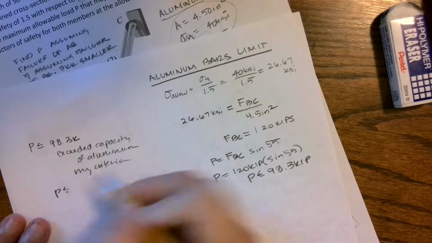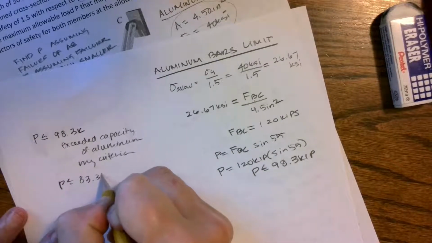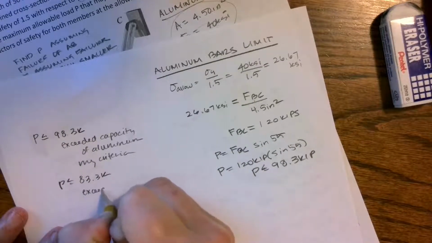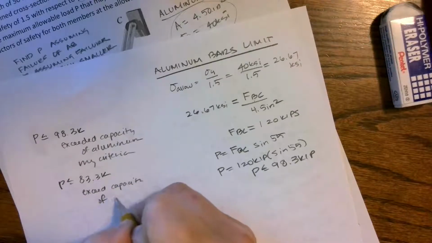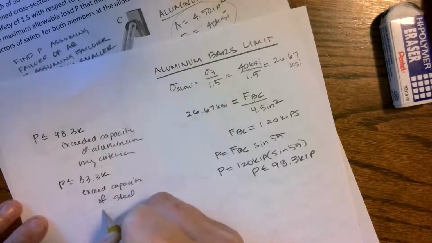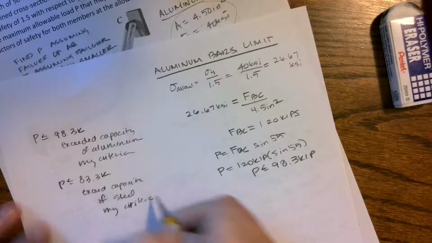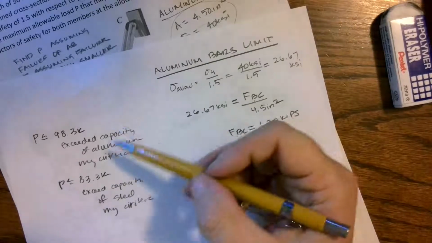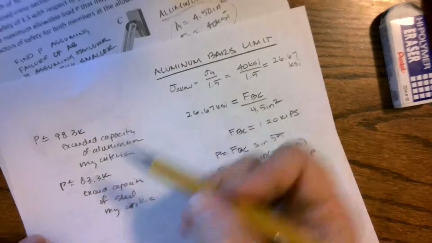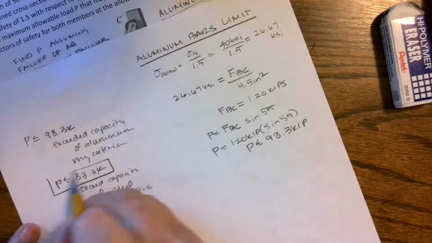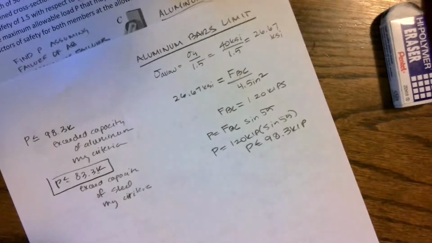If I have P less than or equal to 83.3 kips, this would exceed the capacity of steel when I'm looking at my criteria. So I have to choose the limiting one, because if I go above 83.3, then I have failure. So the largest load that I can have in this system is 83.3 kips.